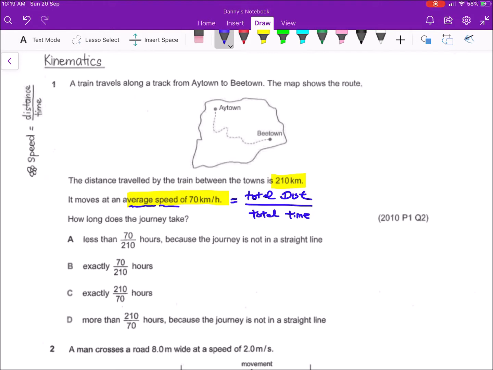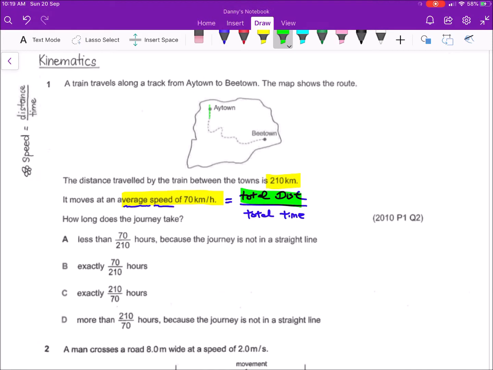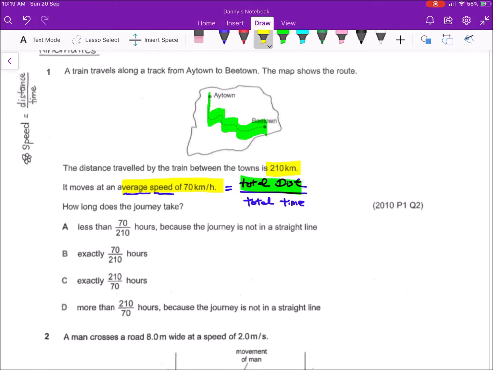It is a scalar. So what happens is that this total distance is referring to from here like that. So even though it is curved and whatsoever, the total distance will not get affected. Okay, so how long does the journey take? How long means that you want to find the time. So if you do your math properly, then you will be able to see that your time basically is equals to your distance over your speed.